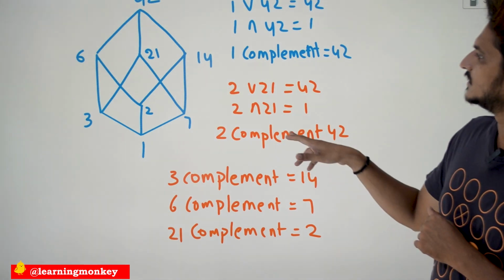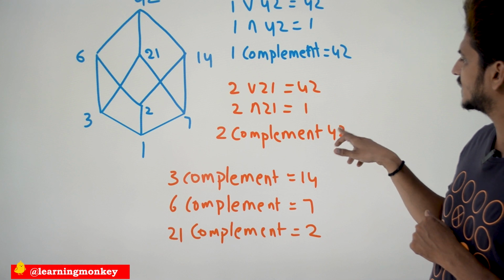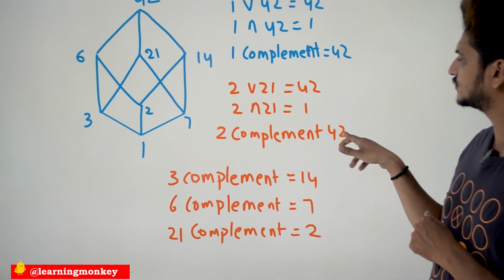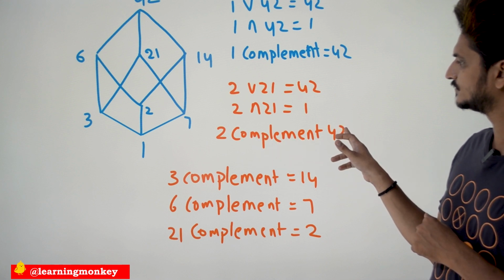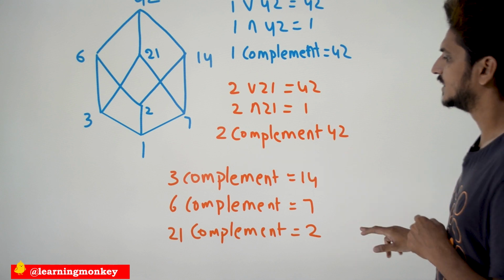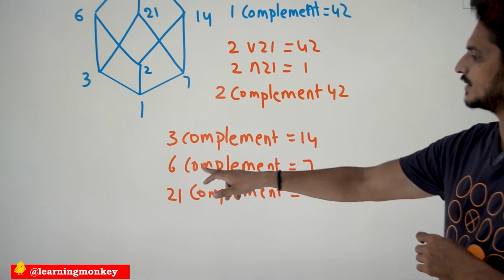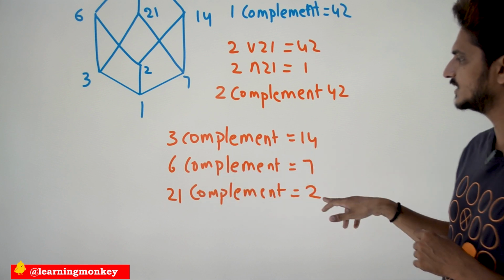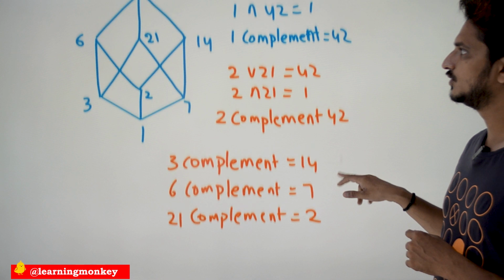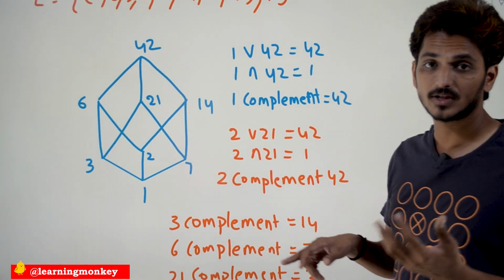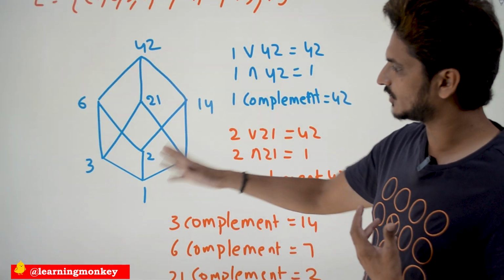Sorry, here we have written a mistake. It's not 42. The complement of 2 is 21, not 42. The complement of 21 is 2. Similarly, if you take the remaining elements, the complement of 3 is 14. The complement of 6 is 7. The complement of 21 is 2. So you have a complement for all the elements. You try to do it on your own.